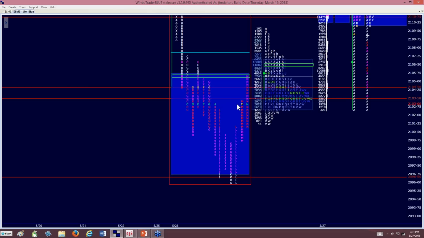I should have communicated better. I should have said, if they don't print at 2104.50, then the odds of lowering the POC have increased. But at that point in time, this was a touch and go. I didn't know if we were going to be able to hold this lower POC or not. As it turned out, it didn't.